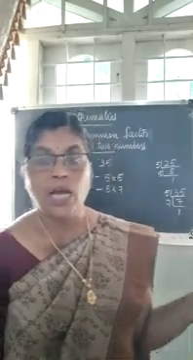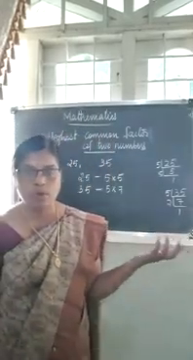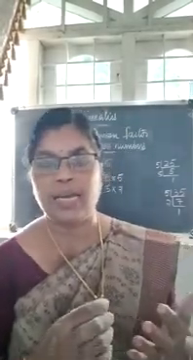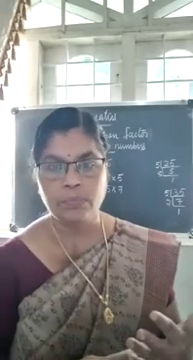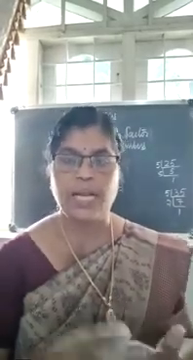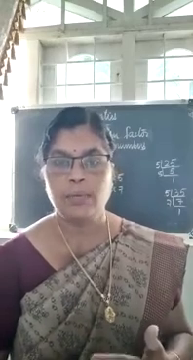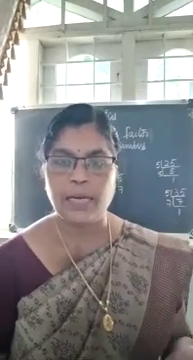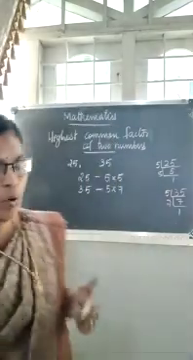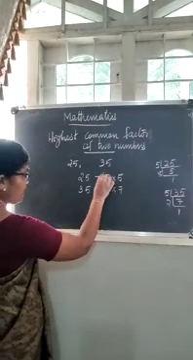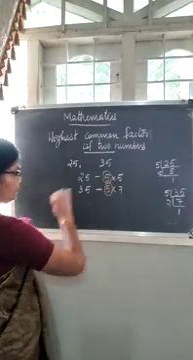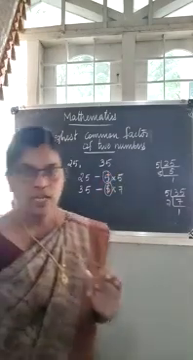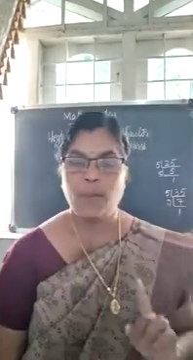Now we have to find the highest common factor. Common means the number which is there in both the numbers. In 25 it should be there, and in 35 also it should be there. Which prime factor is there in both the numbers? We know this 5 is there. Here there is one 5, here also there is one 5. This one 5 is common to both the numbers. So 5 is the common factor.